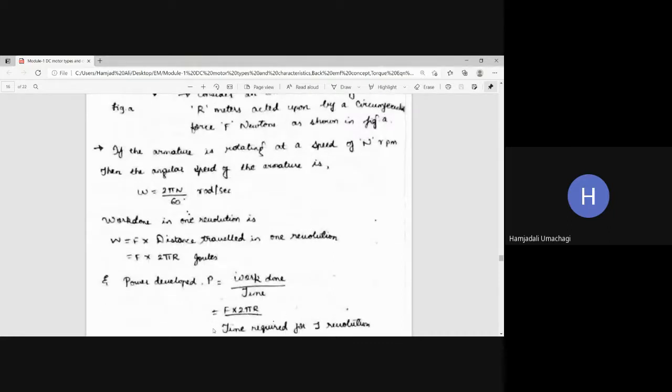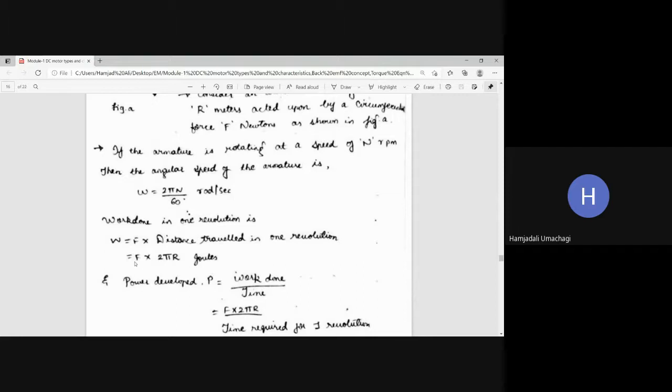Okay. Then power developed P is equal to work done divided by time. So after getting the expression for work done, now let us calculate what is the power developed. Power developed P is given by the expression work done divided by time. So what is this work done?